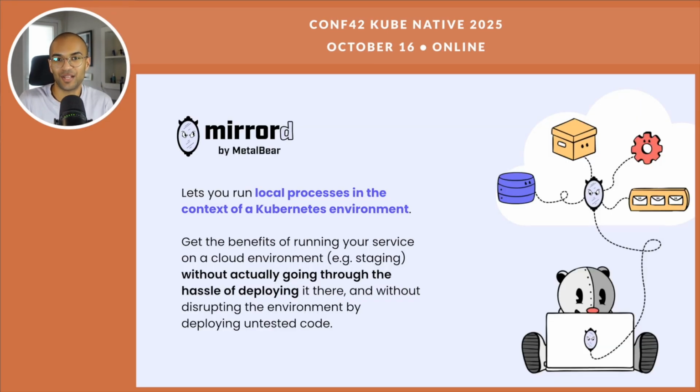Mirrord lets you run your local process in the context of a Kubernetes environment. So while your process is running on the local machine, you actually get all the benefits you would have had you deployed to staging without going through the pain of actually deploying to staging. This also means that you don't have to provision more clusters because your developers can safely run in the context of one staging cluster instead of requiring their own personal clusters, ephemeral environments, or things like that. Let's see how this works behind the scenes so that you start to understand what I'm saying here.